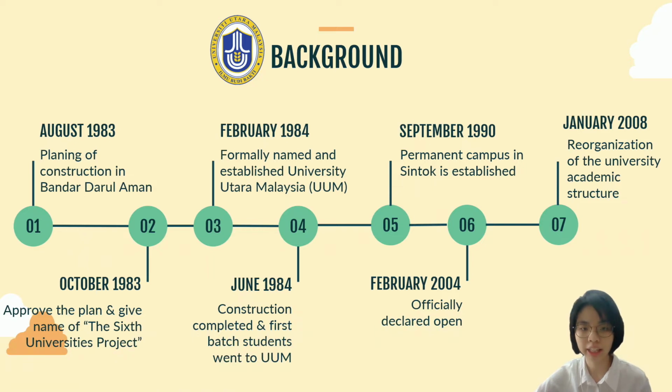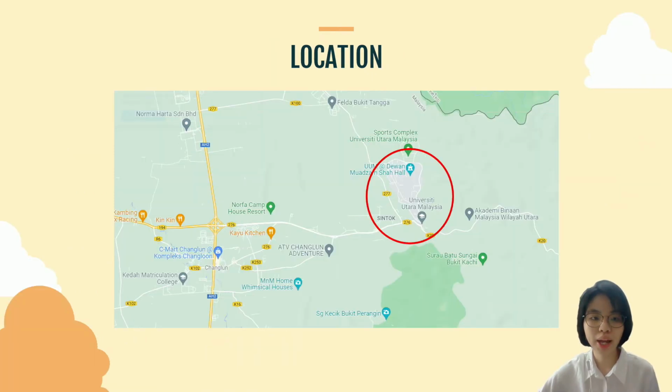In September 1990, the permanent campus in Sintok was established. In February 2004, UUM was officially declared open. In January 2008, the university's academic structures were reorganized. UUM is located at Sintok, Bukit Kayu Hitam, Kedah. The UUM main campus covers 1061 hectares, surrounded by green hills. It is also near the Malaysia-Thailand border.